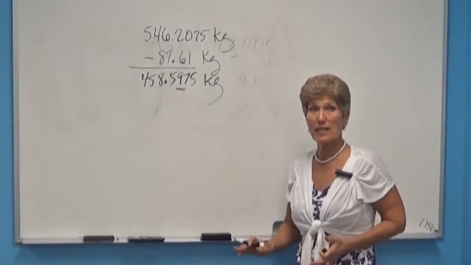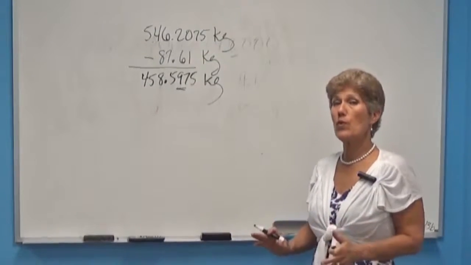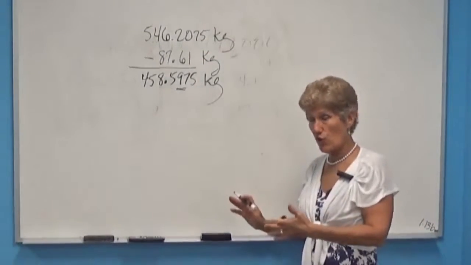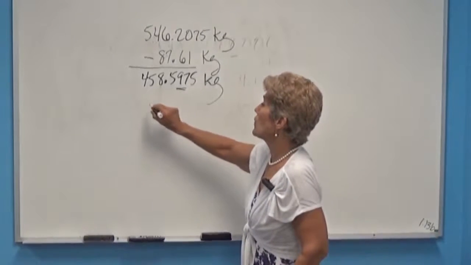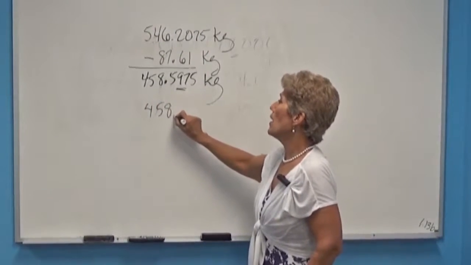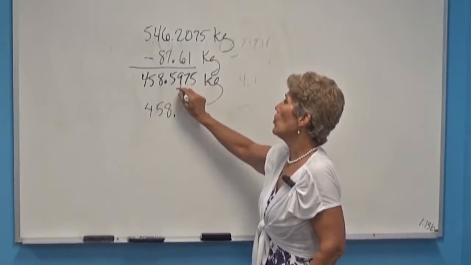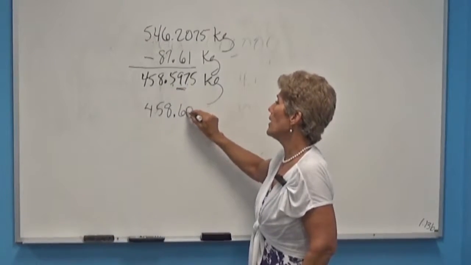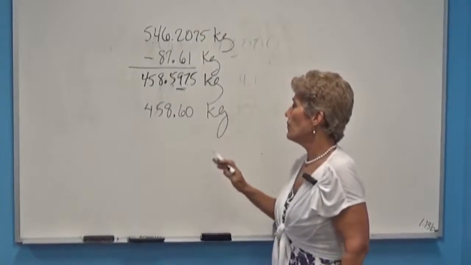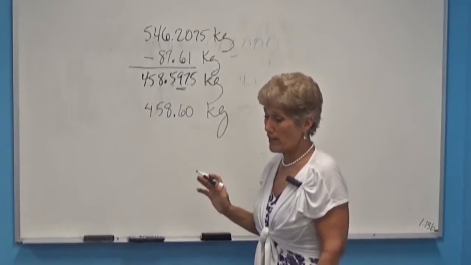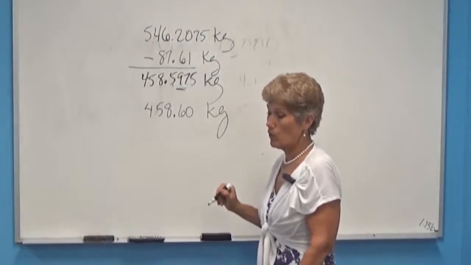That's the adding and subtracting thing. That the precision can't be more than the precision of the least precise that you started with. So that's to the hundredths place. So we're going to rewrite this to the hundredths place. And this number is going to roll this one up, which will roll this one up. So we're going to write it as 458.60, and that's how we're going to write that.